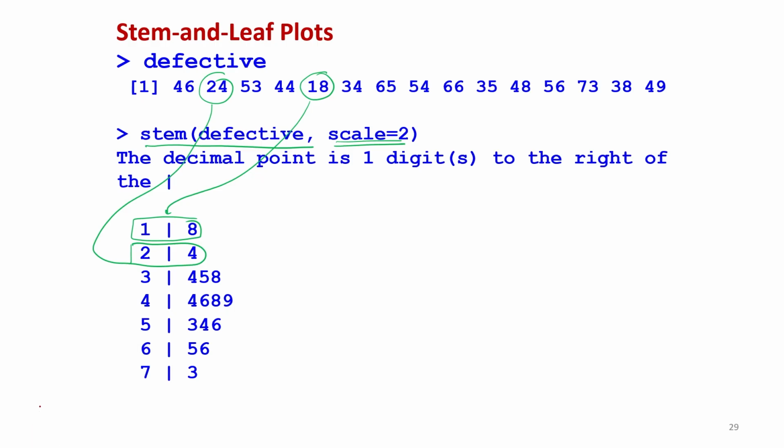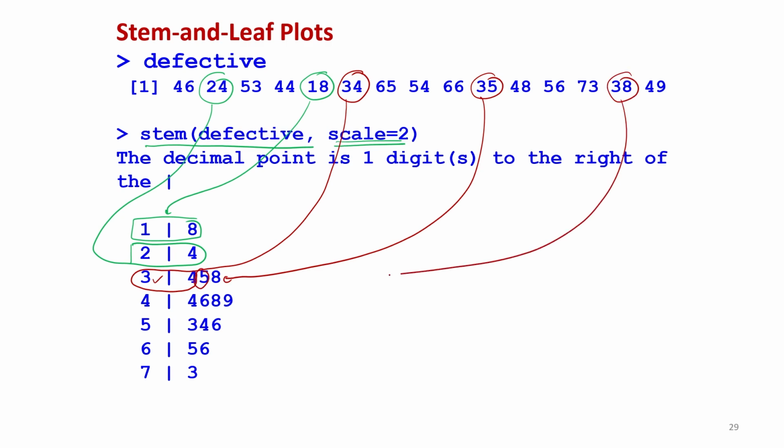Similarly, if I look at the number 34, it is written here as 3 and 4. Then there is the number 35, which again starts with 3, so it is written here with a 3 and a 5. And there is a number 38, which is written here with an 8.